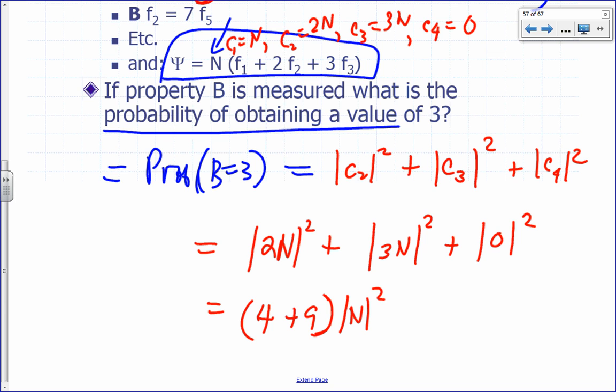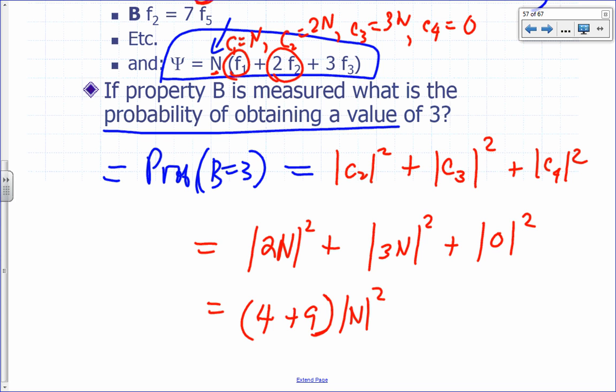What is absolute value of n squared? Do you remember? What is the last one, 0 squared? C4 is 0. This is C1 F1, so C1 is n, right? C2 F2, so C2 is 2n. Remember, there's an n right there.